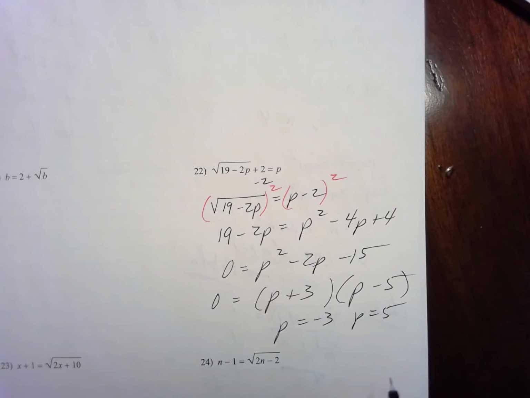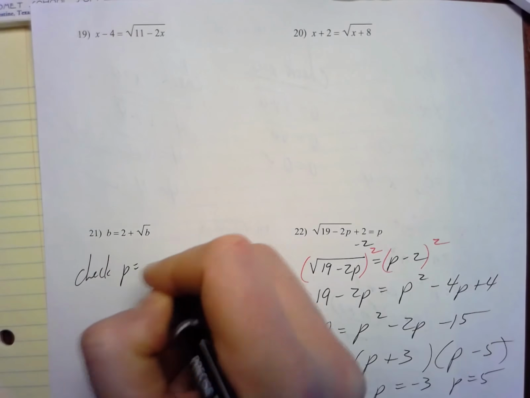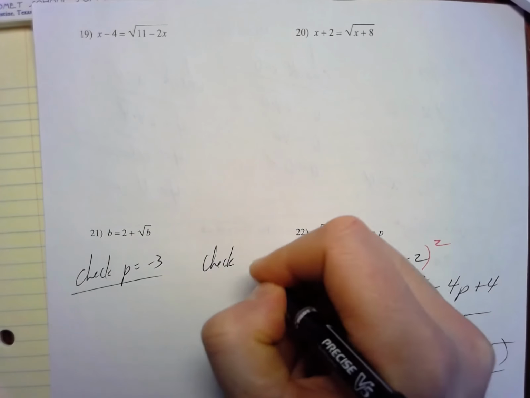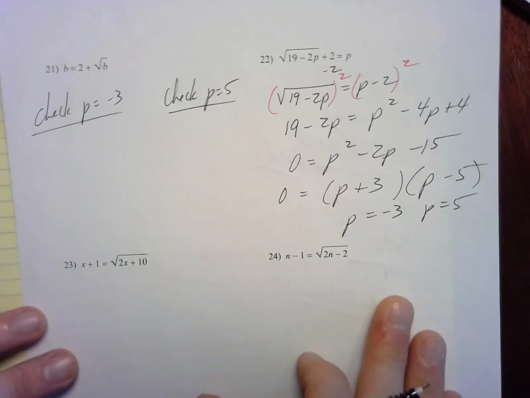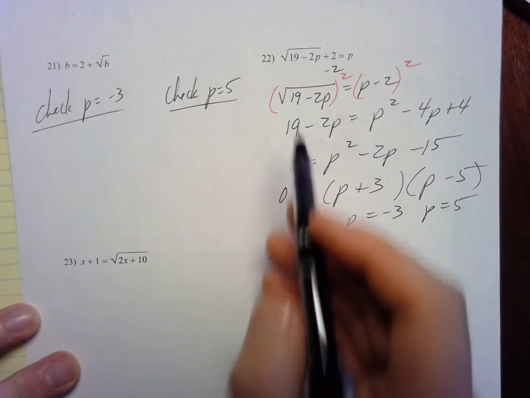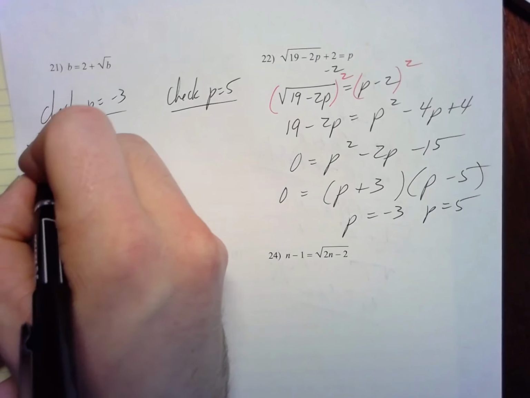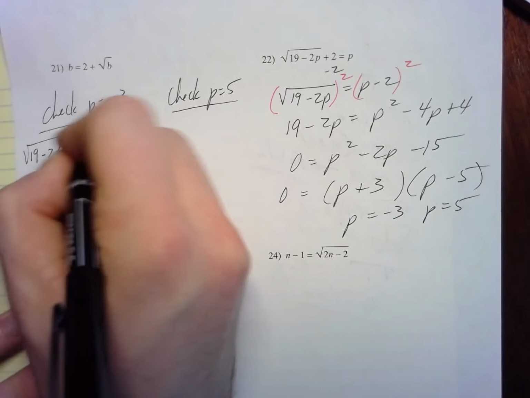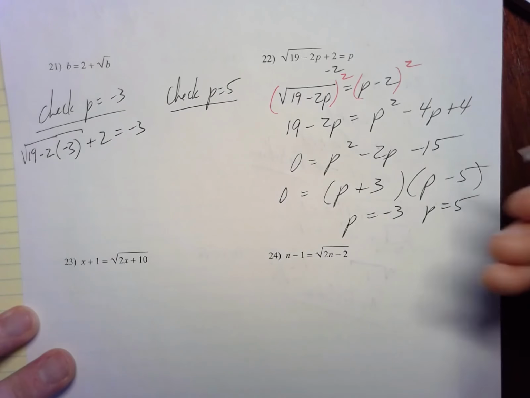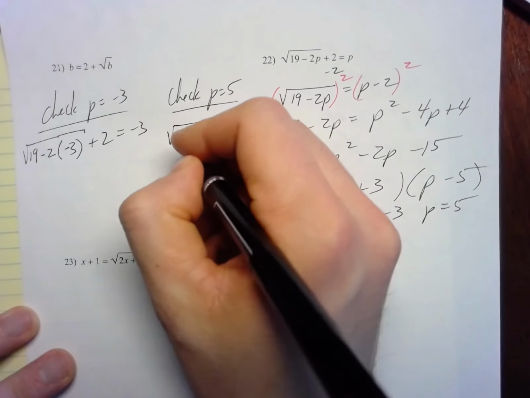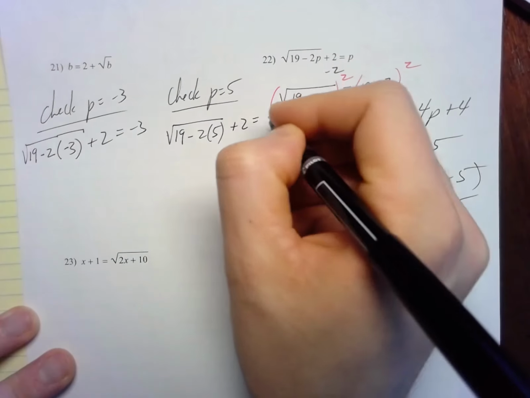So checking, I'm just going to come over here and use some of this space. Checking p equals negative 3, and here I'll check p equals 5. So when I check p equals negative 3 in the original equation, I'm going to have square root of 19 minus 2p plus 2 equals negative 3. When I check 5, I'm going to have 19 minus 2p plus 2 equals 5. So I just keep that separate right there.